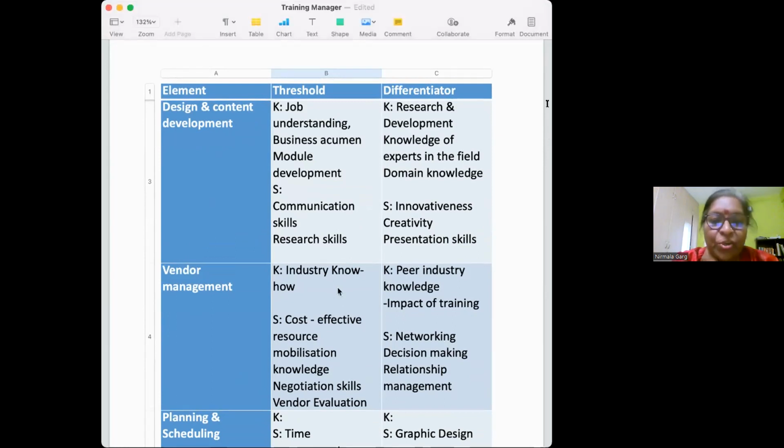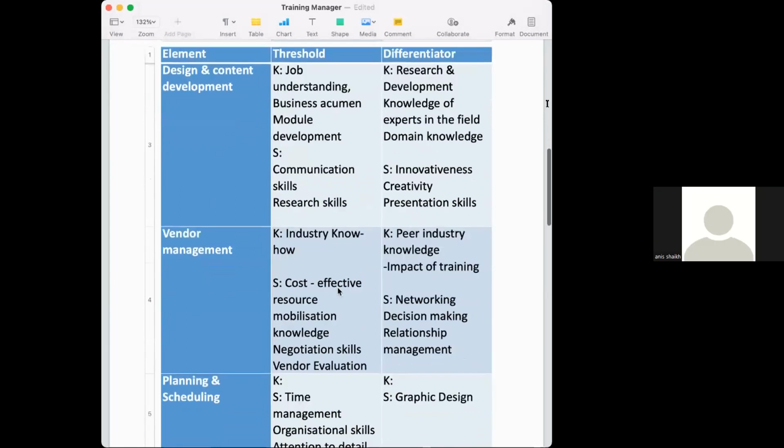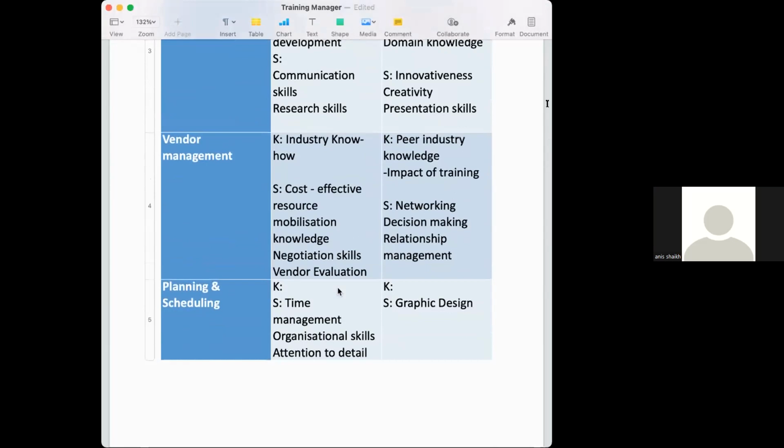Okay. Vendor management. Let's go to vendor management, threshold. Anyhow, vendor management, same industry knowledge as knowledge. He should have industry knowledge, and then peer industry knowledge, impact of training. That kind of threshold level knowledge should be there.